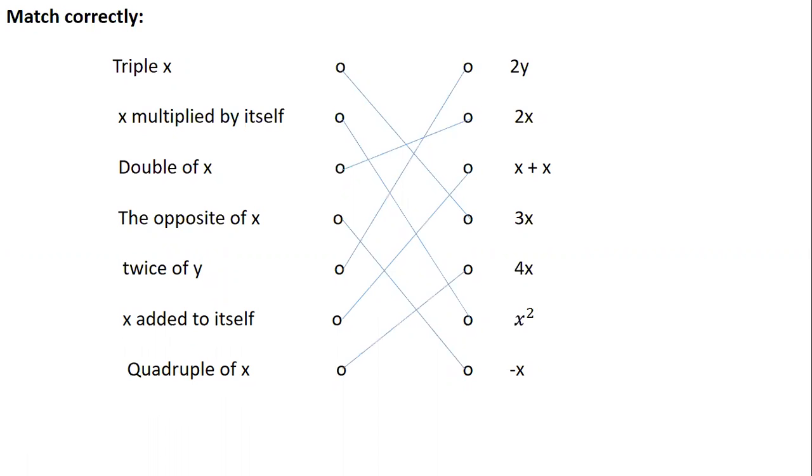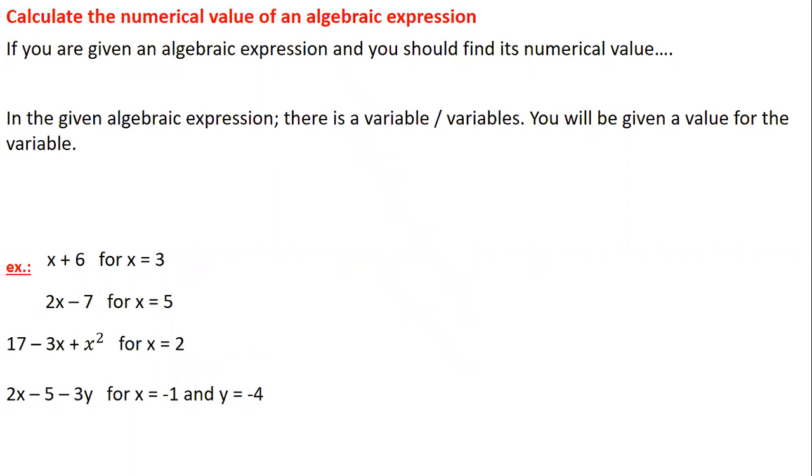It is 4x. Again, please do this exercise because it's very important. There are many important words we must always know: triple, double, opposite, twice, multiplied by itself, quadruple. Solve it again.